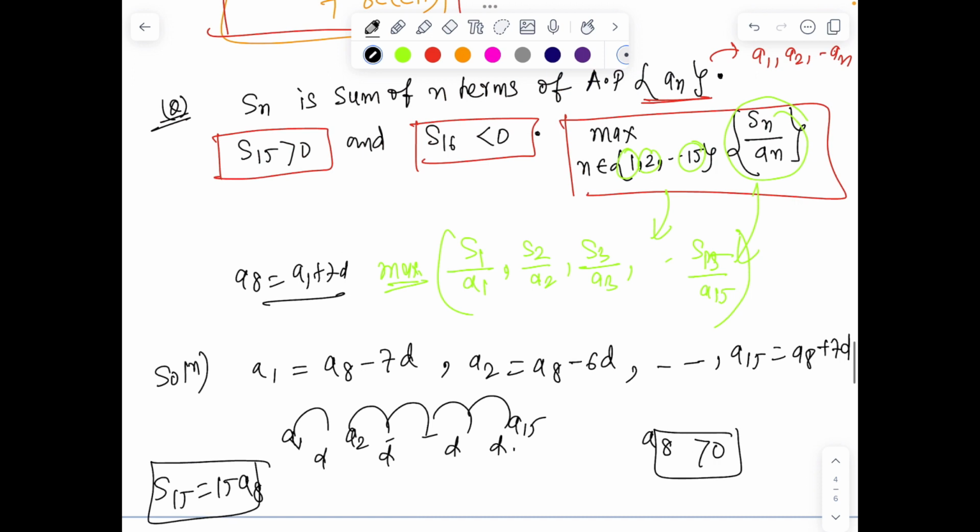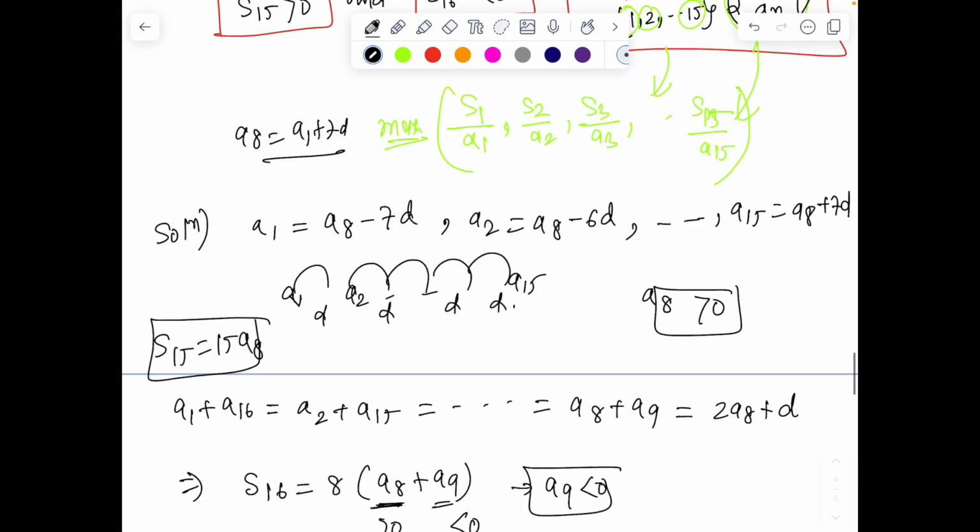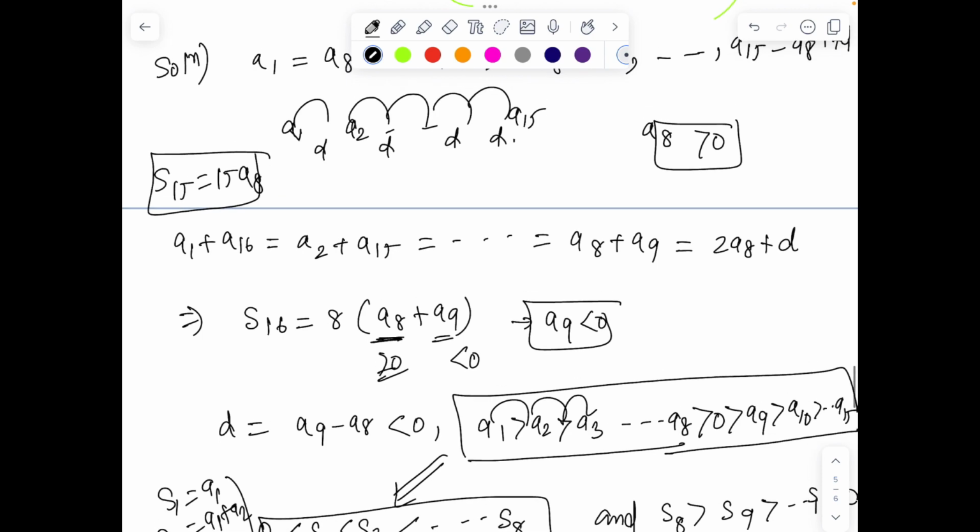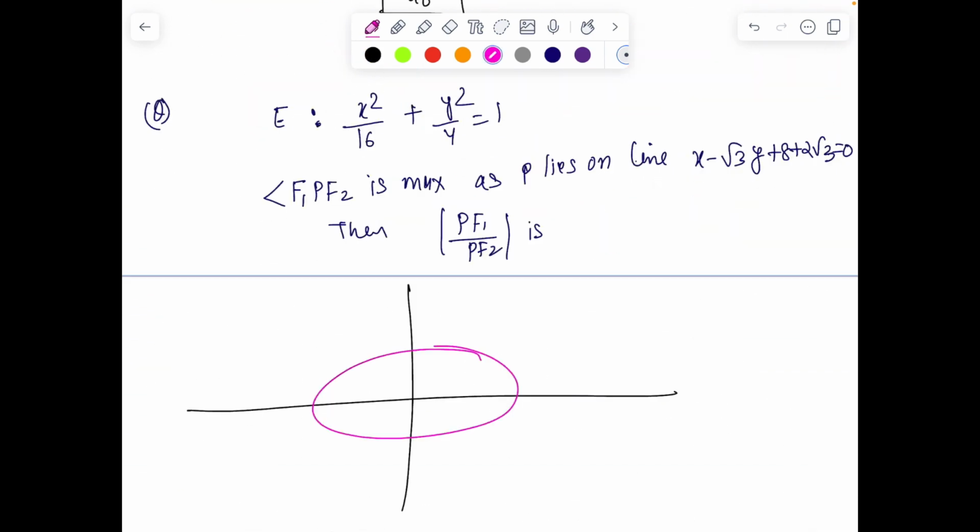What you could do is directly use the sum of terms of an AP, write an expression for Sn by n, and try to simply use either basic calculus or simple AM-GM, or you can use a quadratic to minimize and maximize. Hence S8 by 8 will give you the maximum value.